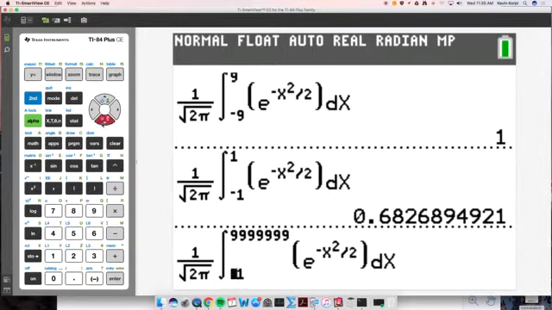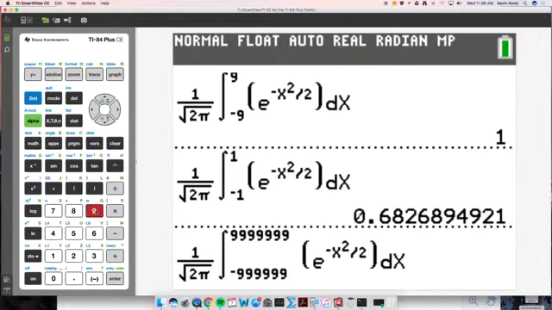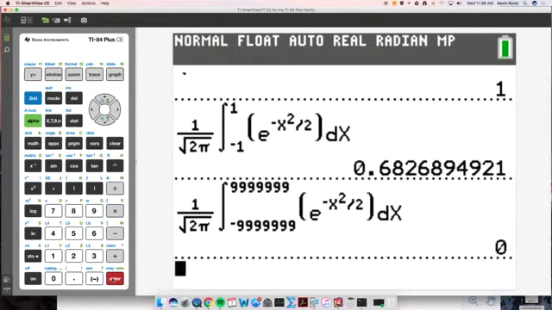999. 9. Negative. 999. You got to put the same ones there. See, there you go. Yeah, that's a punch in the face.